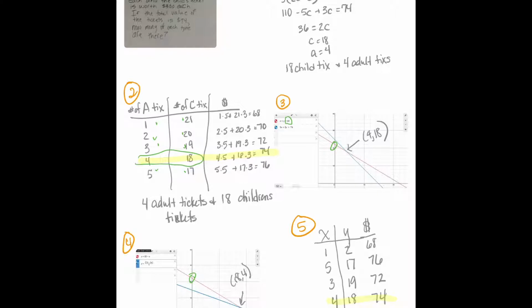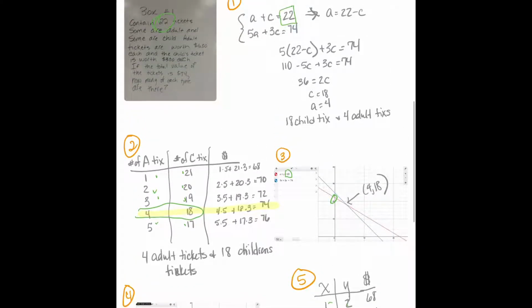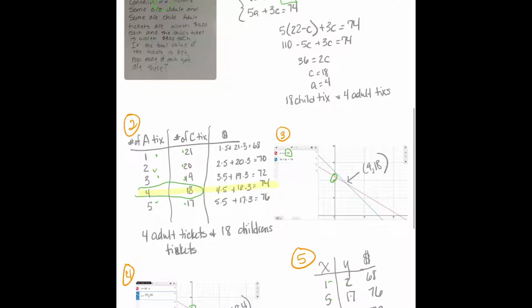And down here, on number 5, 22 is again the sum of each of these columns. So when we talk about connections, we're looking at where is 22 represented in each one of these. So in other words, where is the total number of tickets represented in each one of these representations? That's the connection there.